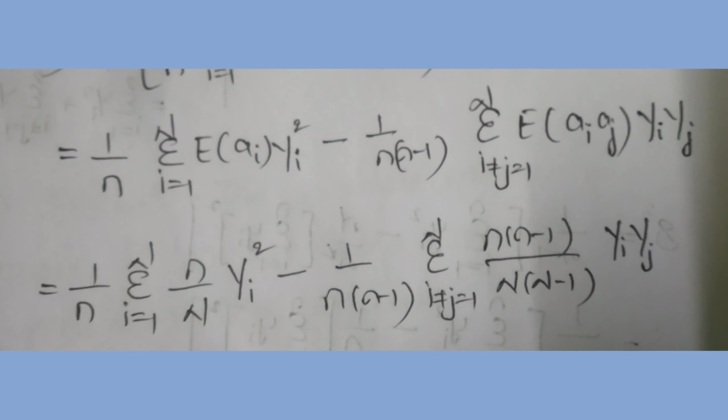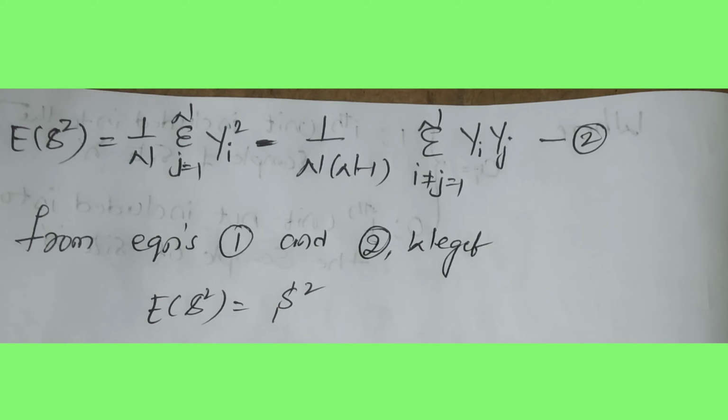Now we substitute the expectation of ai equals small n by capital N and the expectation of ai aj equals n into n minus 1 by capital N into N minus 1. Here small n cancels, and in the second term we also cancel small n. So finally we get the expectation of small s square equals 1 by capital N summation i ranges 1 to capital N, capital yi square, minus 1 by capital N into N minus 1, summation i not equal to j, 1 to capital N, yi yj. We call this equation number 2.